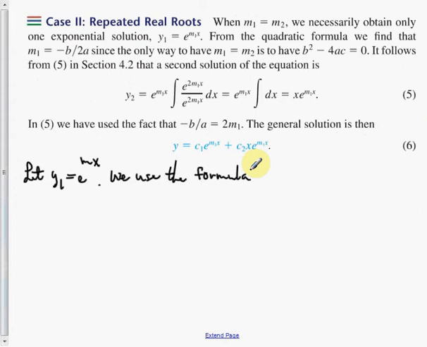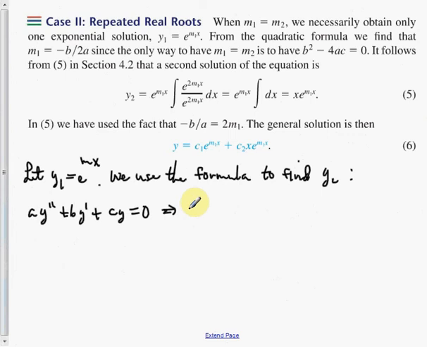So we use the formula to find y sub 2. Let's see. You need to go back and look at this: a times y double prime, plus b times y prime, plus cy equal to 0. And this implies then that y double prime plus b over a times y prime plus c over a times y is equal to 0.